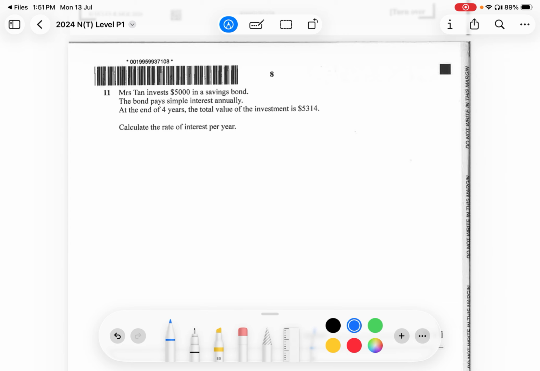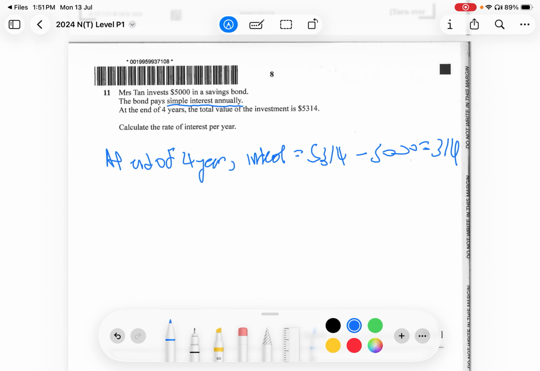So 11. Mr. Tan saved 5,000 in a saving bond. He pays simple interest, and at the end of 4 years, the interest is this. Calculate interest per year. What is the interest? At the end of 4 years, the interest is 5314 minus 5,000, 314. That's the interest for 4 years. 1 year interest is 314 divided by 4, 78.5 dollars.